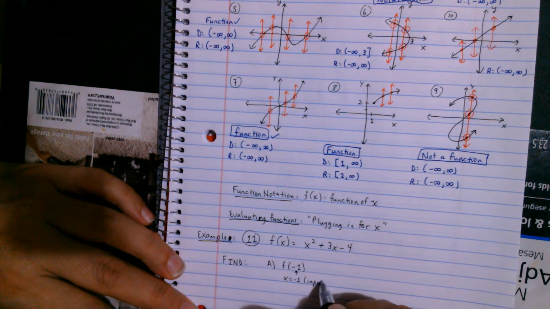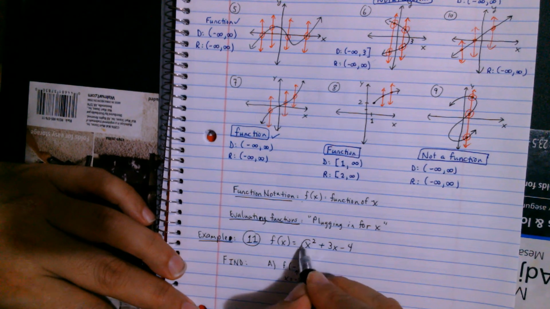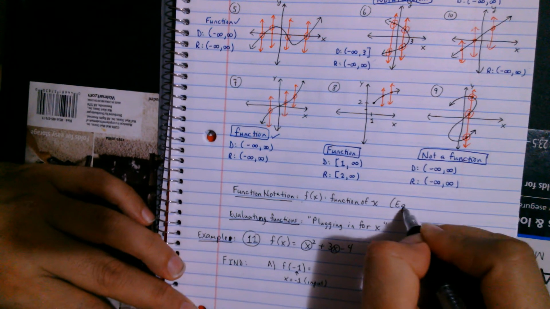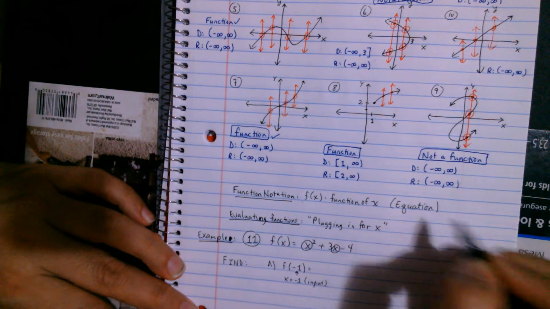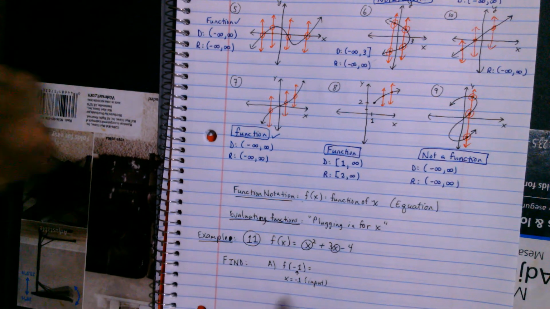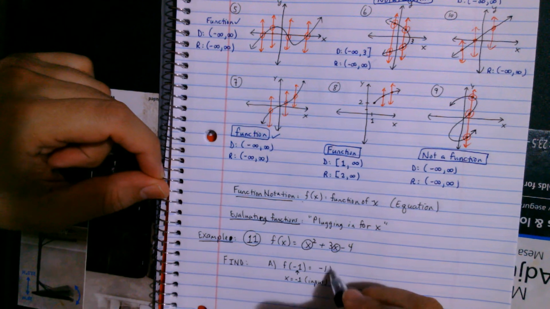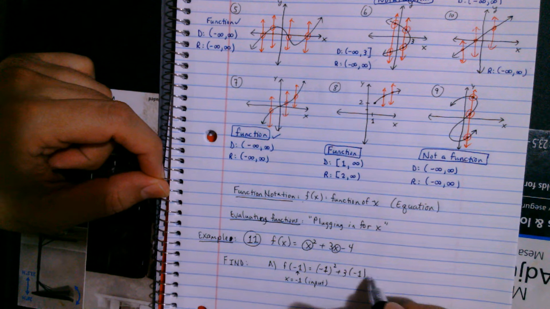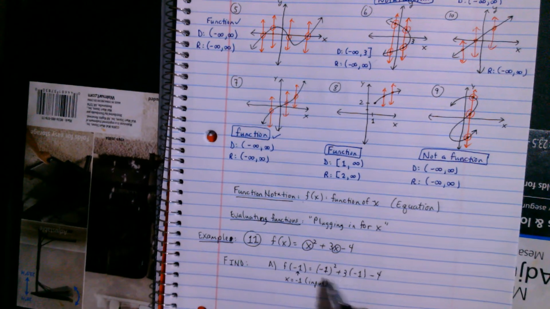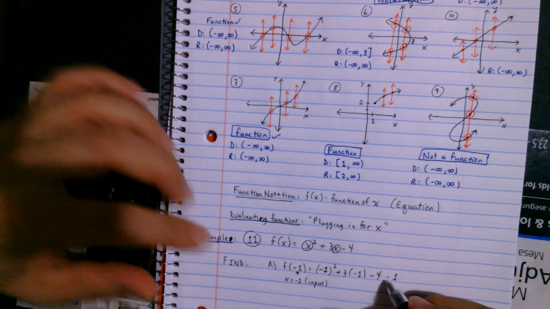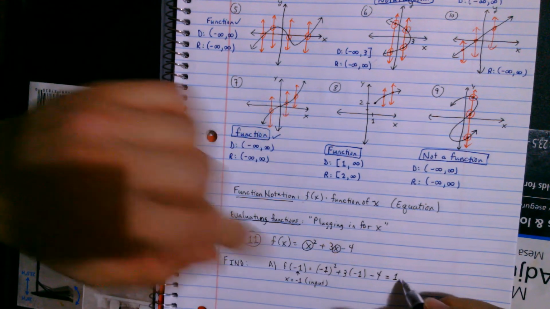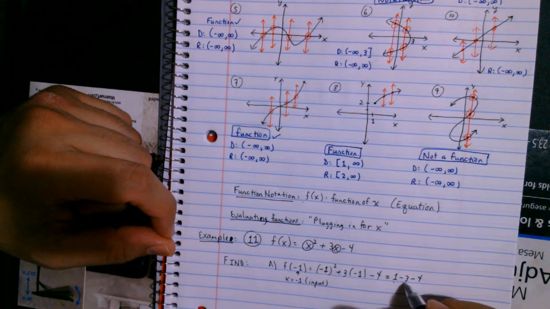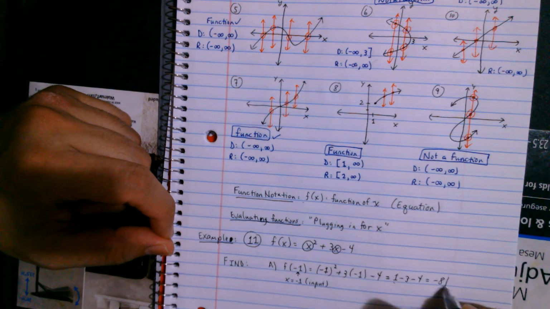That is your input. So it means wherever x is defined in an equation, so to speak, you put the input negative 1 in for x. So it's like plugging in negative 1 for x. So negative 1 all squared plus 3 times negative 1 minus 4. Negative 1 squared is positive 1. 3 times negative 1 is negative 3, then minus 4. From left to right, 1 minus 3 is negative 4. Negative 4 minus 4 is negative 8.